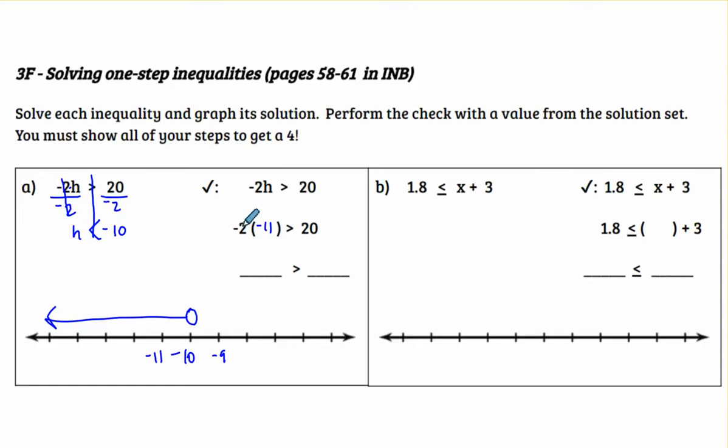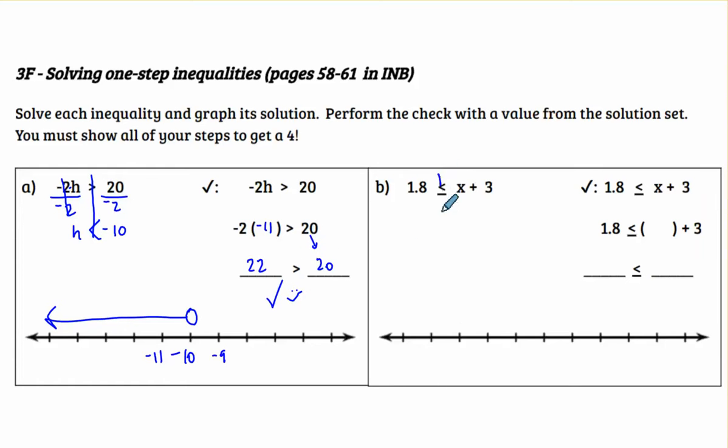A negative 2 times a negative 11 is a positive 22. I bring this down and I ask myself, does this make sense? Is 22 greater than 20? Well, yes, it is. I know that I'm right. All right, moving on to B.